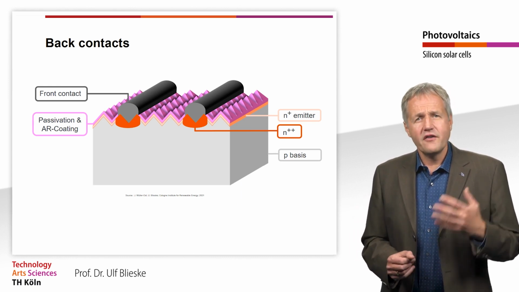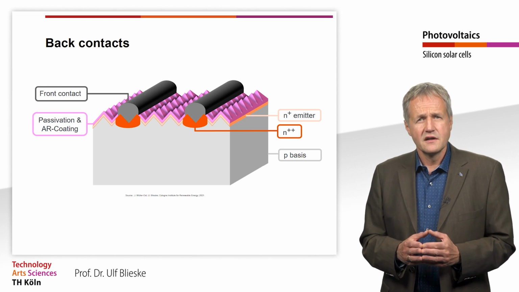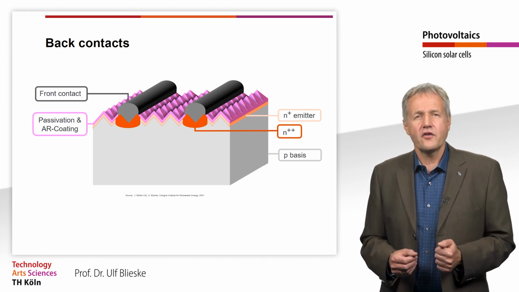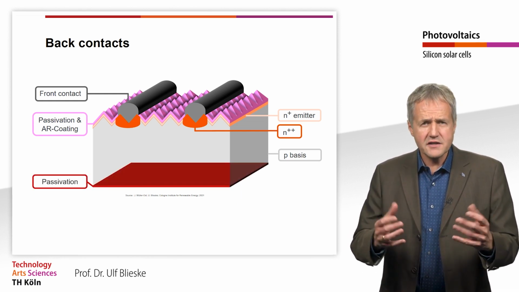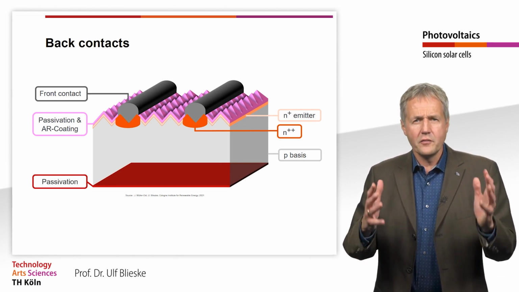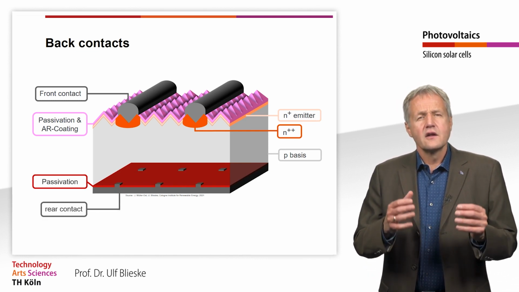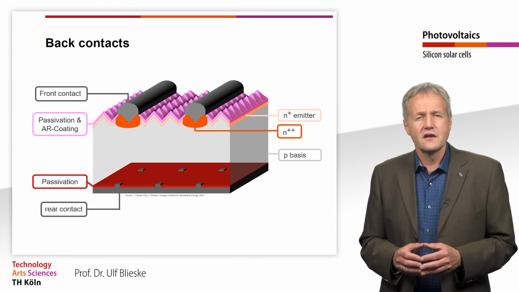First, a passivation layer is applied to reduce surface recombination. This layer works in the same way as on the front. Since the passivation layer is insulating, it is punctured by contacts made of aluminum. Just like on the front side, recombination also occurs on the contacts on the back side.